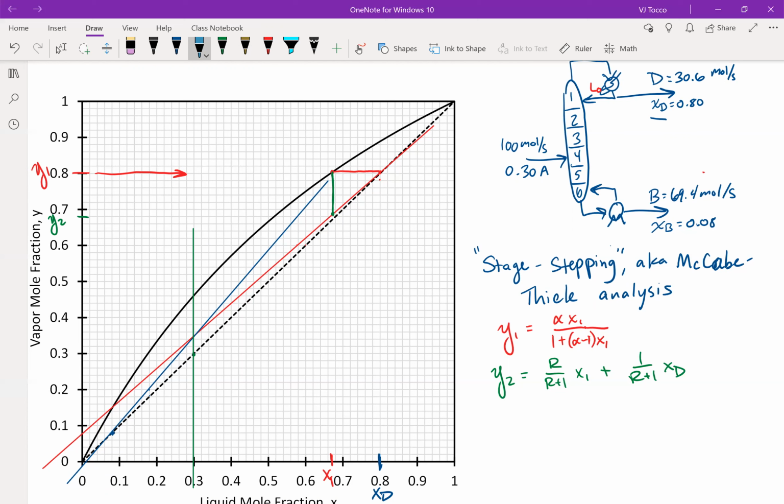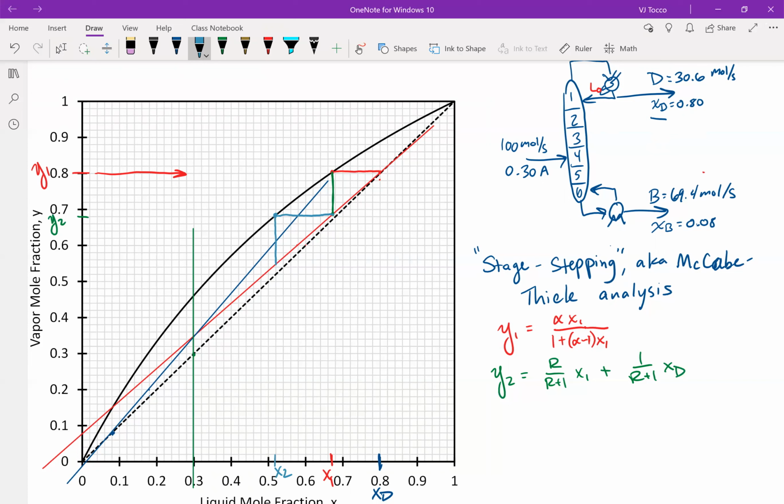And I can go a little bit faster now because I know that y2 has to be on the equilibrium curve, and the coordinate where my x is my x2. So I can keep going like this. And you notice that as I'm going, I'm just alternating horizontal and vertical lines. So this is why it's called stage stepping, is because it starts to look like a staircase a little bit.